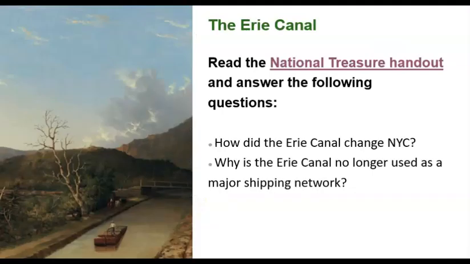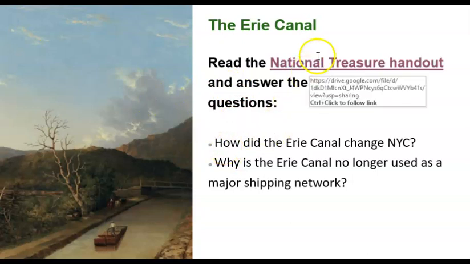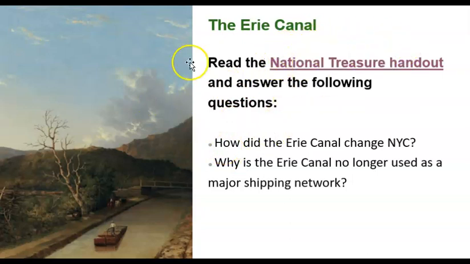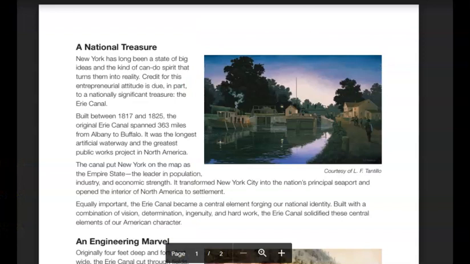Okay, welcome back. Now we're on the 5th slide of our PowerPoint presentation. It's asking us to read the National Treasure handout and answer the last 2 questions. So when you hover your cursor over National Treasure handout and you hold down the control button, you could click right onto this link and it will open you up to the handout. I'll meet you there. Okay, so when you click the link for the National Treasure handout, this is what you're going to get. So let's read this together.